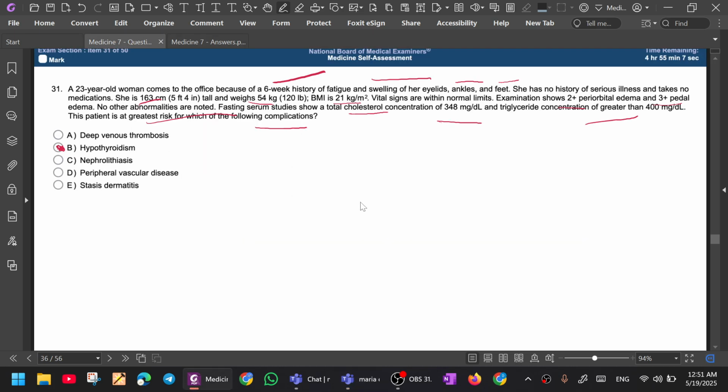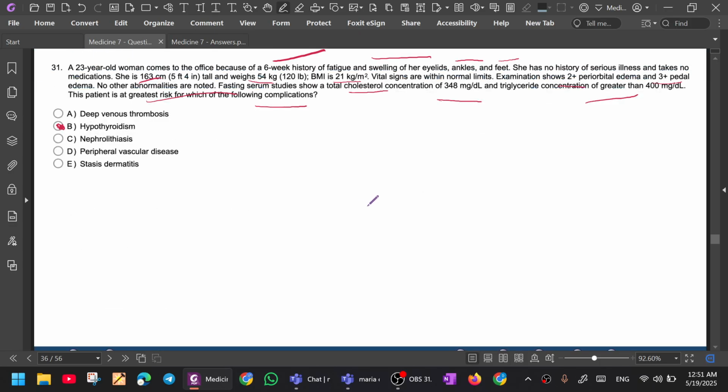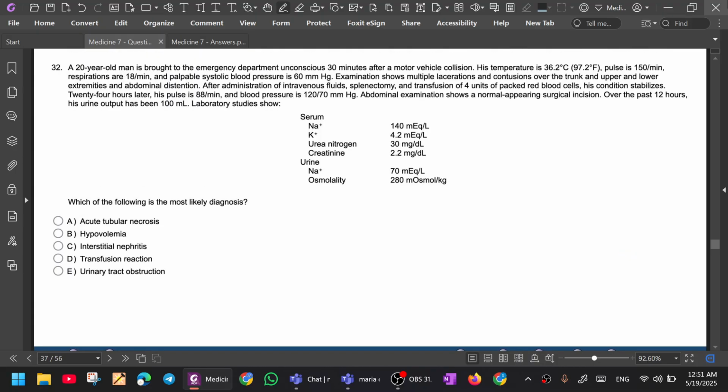The man is brought to the ED unconscious 30 minutes after a car accident. Temperature is fine, a bit low. Pulse is high, respiration normal, palpable systolic BP is 60. Exam shows multiple lacerations and contusions over the trunk and upper and lower extremities, and abdominal distension. After administration of IV fluids, splenectomy, and transfusion of 4 units of red blood cells, his condition stabilizes.